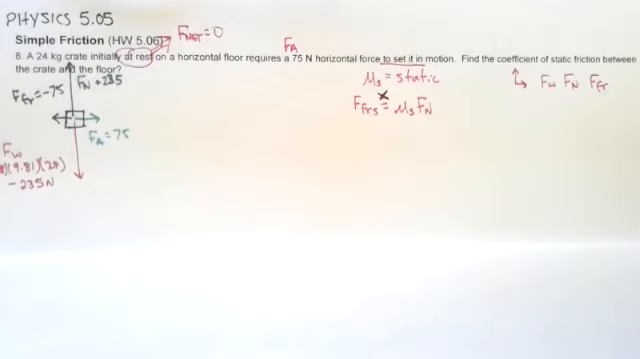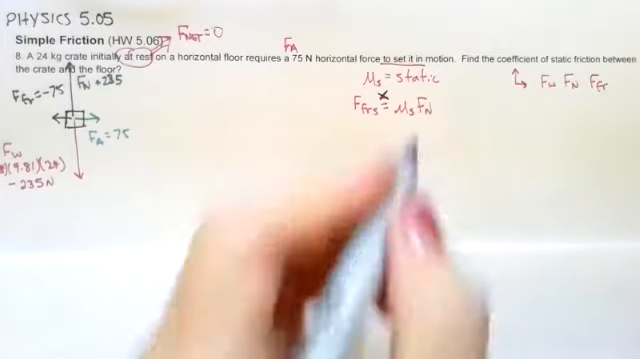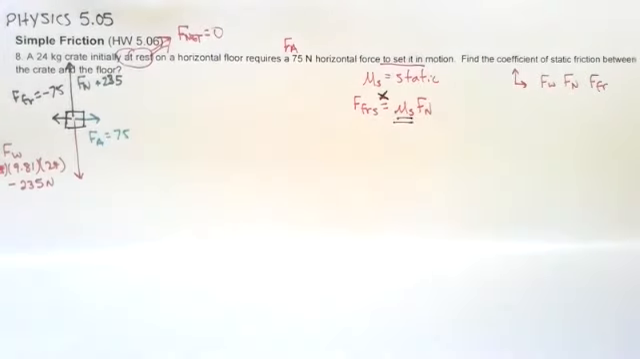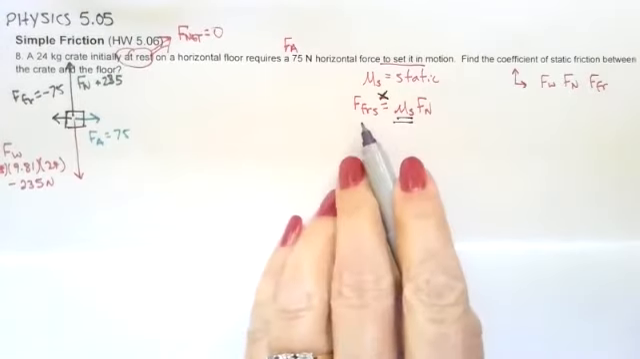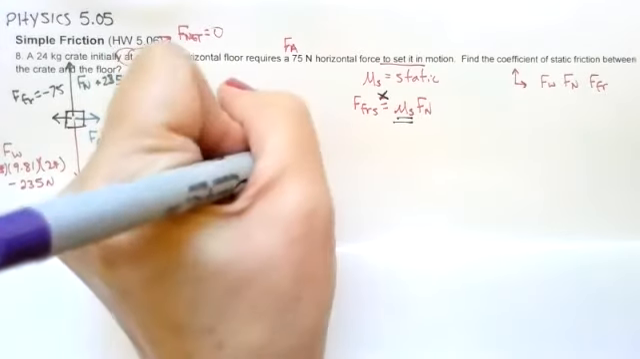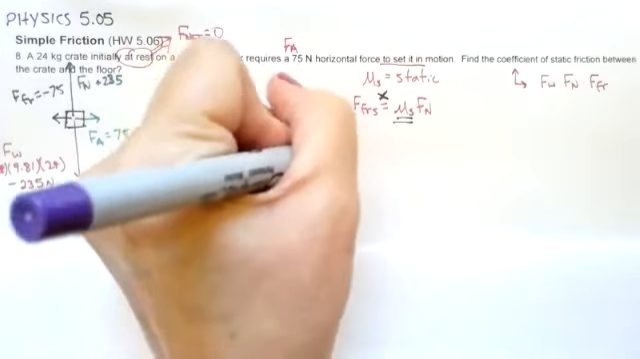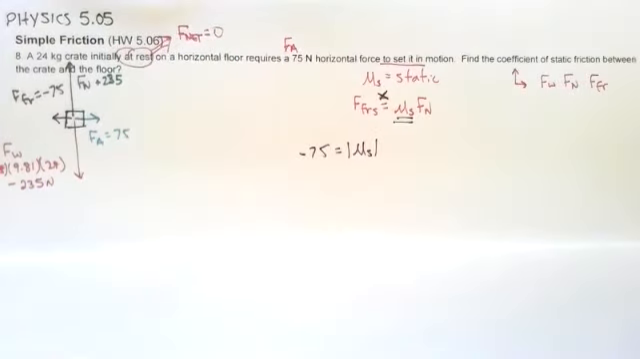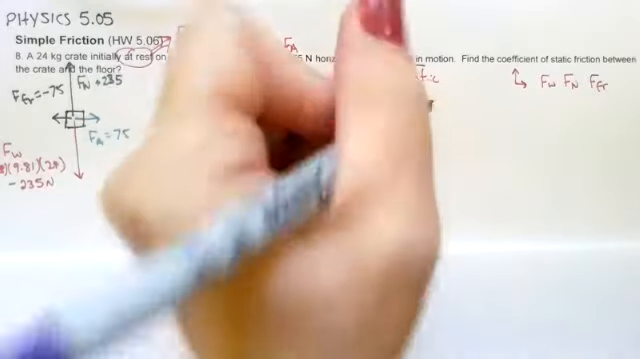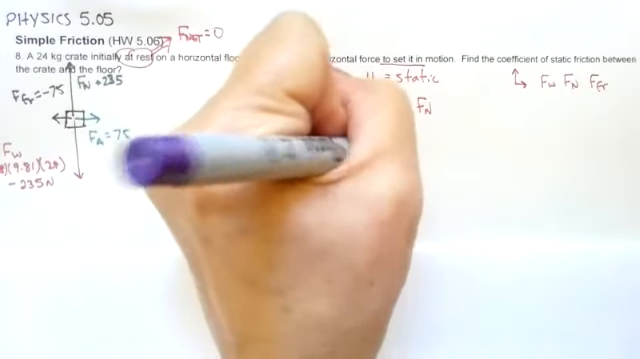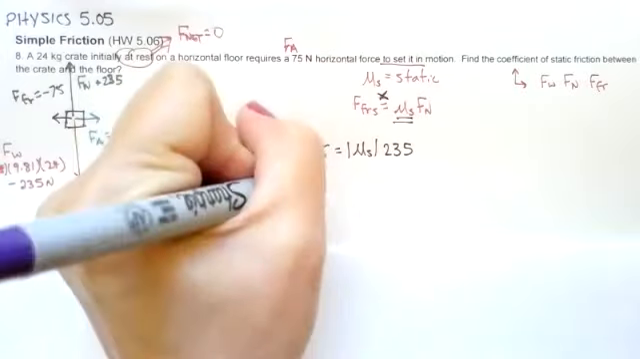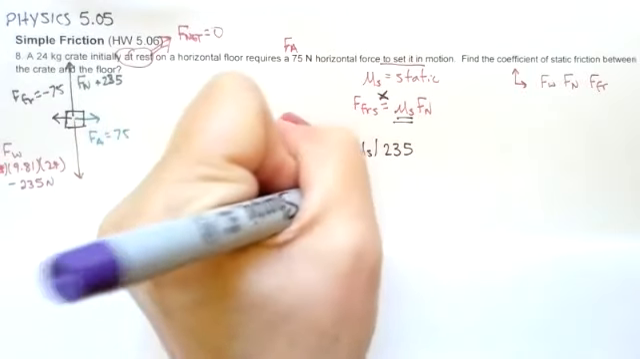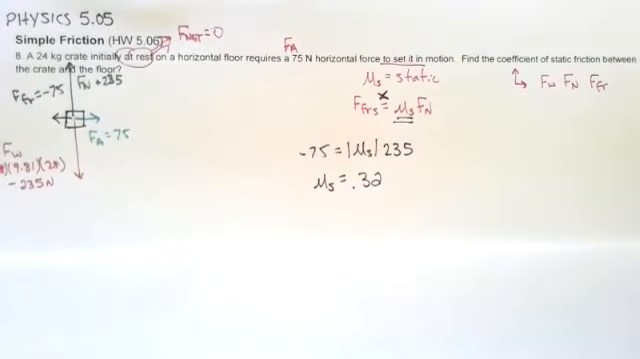Well, the problem asks me for the coefficient of static friction. To do that, I have to have my normal force and my friction force. This is going to be negative 75. And by the way, coefficients are unitless and signless, so they're scalar. And this is going to be 235. So when I solve, I get a coefficient of static friction of 0.32.